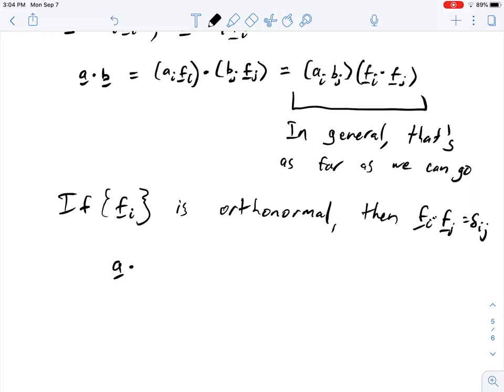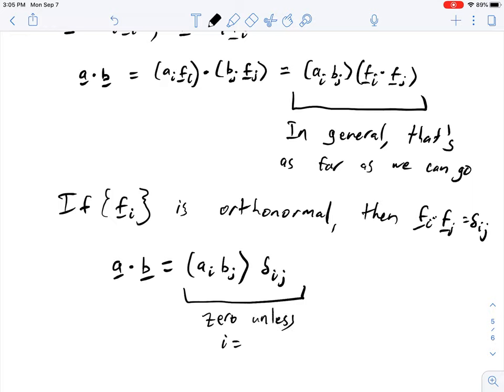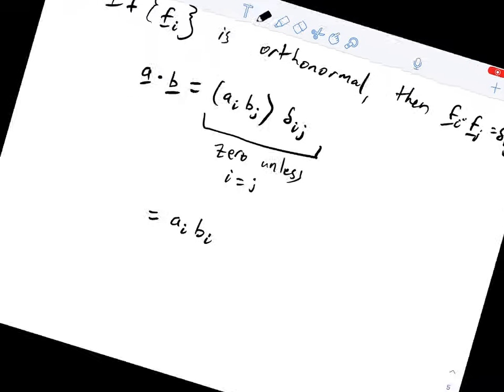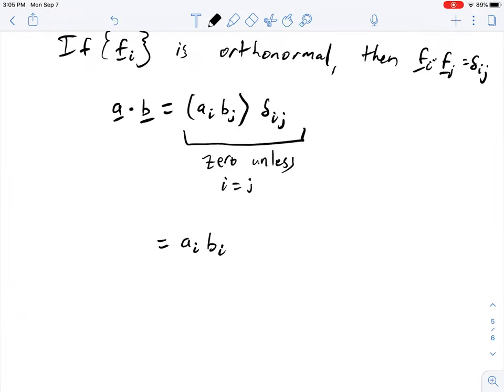And you can say that a dot b is equal to a^i b^j delta_ij. Well, 0 unless i equals j. So we can throw away all the terms where i is not equal to j and say that that is equal to a^i b^i. So when we have an orthonormal basis and we express vectors in components relative to the orthonormal basis, then the familiar multiply together and sum the scalar components formula for computing the inner product applies. Whereas if we have any old basis, it is not applicable.